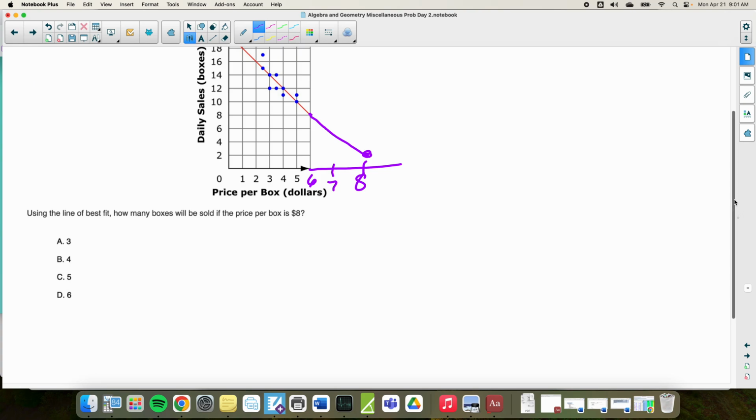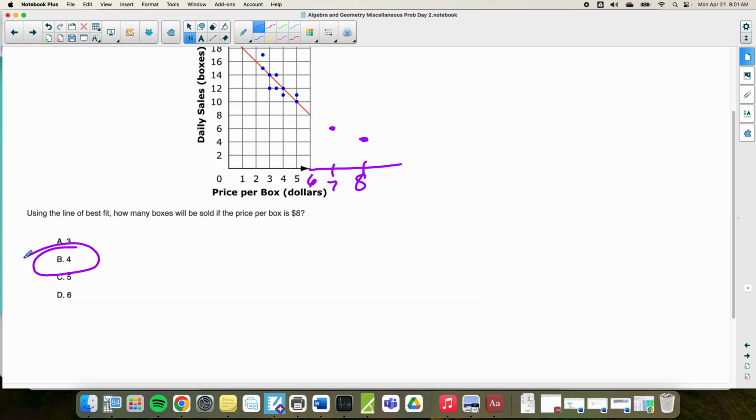Wait, no, price per box at 8. So notice this slope is down 1 over 1, down 1 over 1 would be at 7, down 1 over 1 would be at 8. I just went too far there. So, down 1 over 1 here, down 1 over 1 here. Wouldn't it be at 4? Do you guys get that?